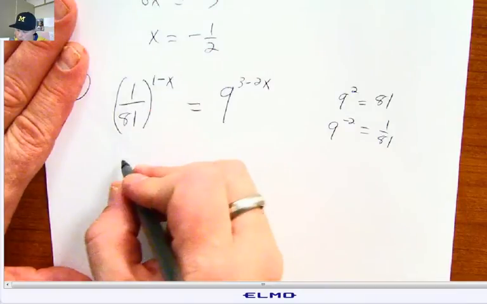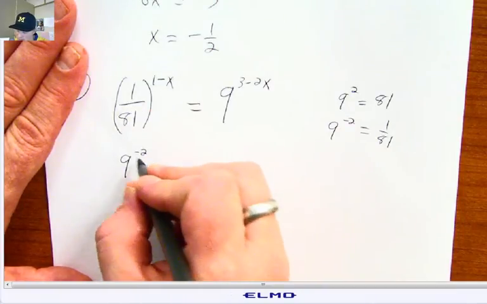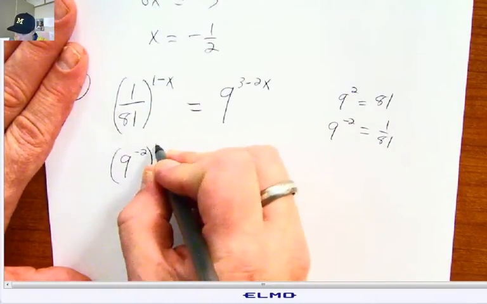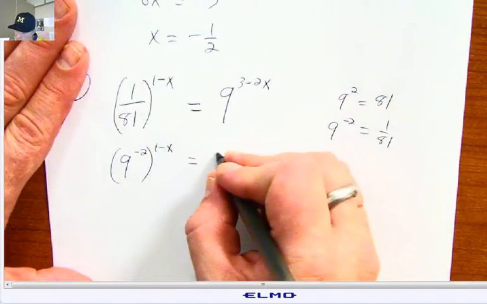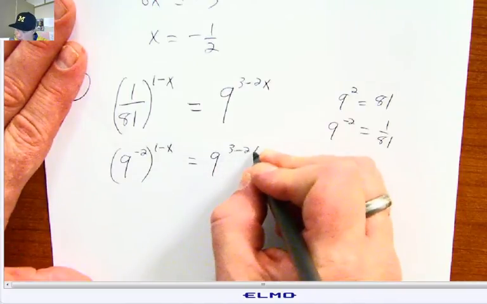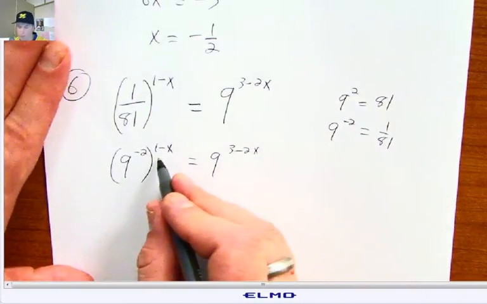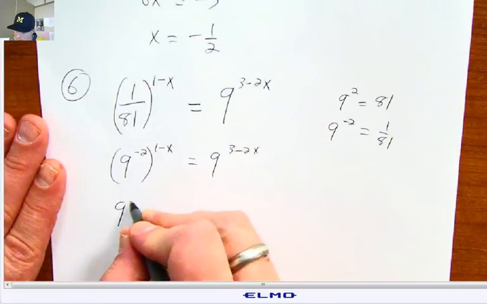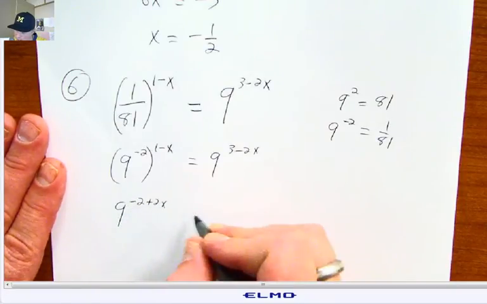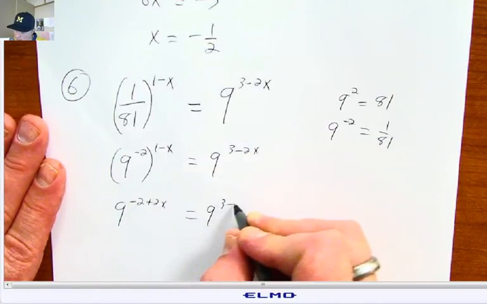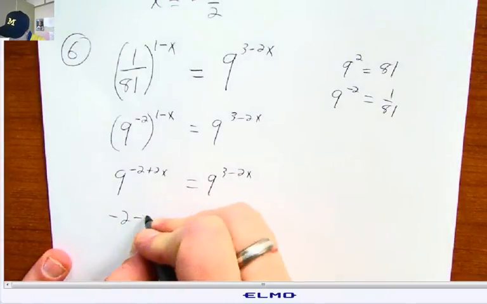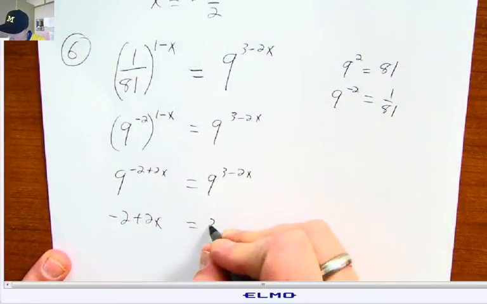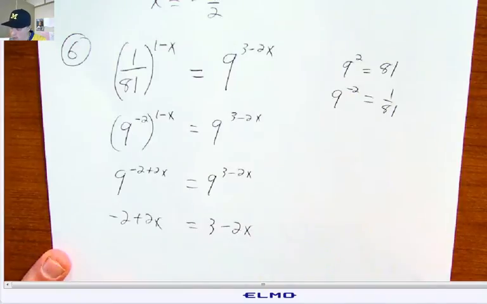So I change my 1 over 81 to 9 to the -2, to the 1 minus x, equals 9 to the 3 minus 2x. You got to distribute here, so you get 9 to the -2 plus 2x equals 9 to the 3 minus 2x. And now that the bases are equivalent, the exponents must be equivalent. So -2 plus 2x equals 3 minus 2x.